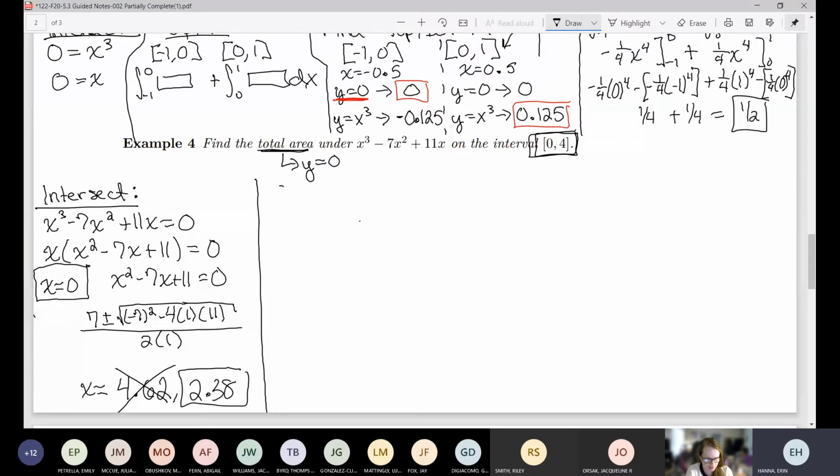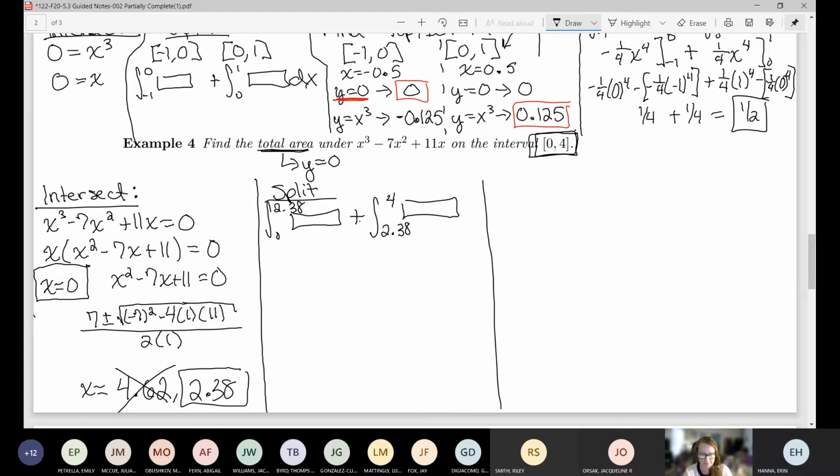But essentially, when we think about splitting this, we're going to end up with 2 integrals. One of them is going to be from 0 to 2.38. I know that's going to be a little gross, but we'll deal with it. And then from 2.38 to 4. So now we essentially need to figure out what needs to go in those boxes.